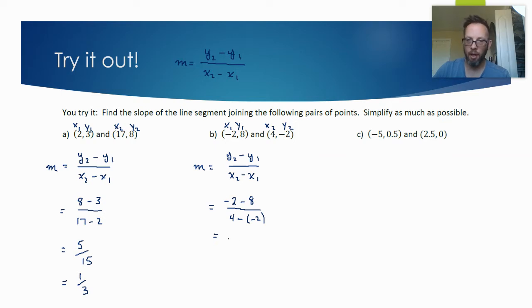So here we get on top, negative 10. On the bottom, 4 plus 2 is 6. And then we should write that in lowest terms. We get negative 5 over 3. We have the slope of that line segment. Maybe you can try the last one on your own. Pause and unpause the video. So I think we'll have a little talking point with this one afterwards.